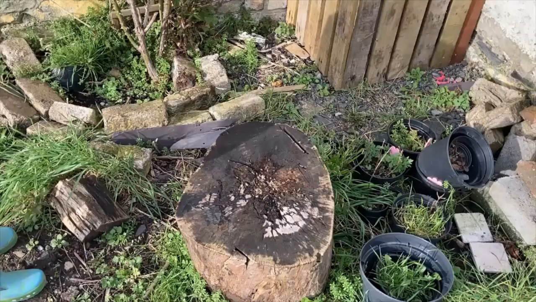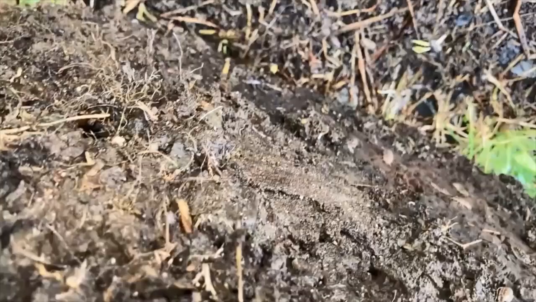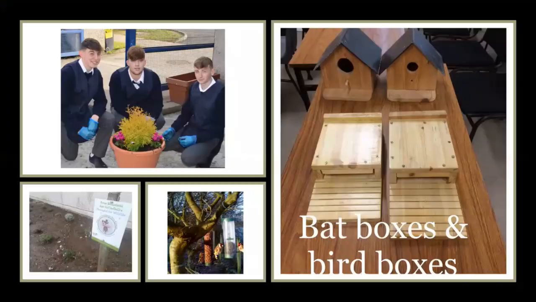For example, you can create wood piles, bug hotels, and other wooden structures to provide shelter and protection for small creatures, such as the wood lice, worms, and millipedes that you see here. You could provide nest, roost, or hibernation sites for wildlife and provide food through artificial feeders and planting schemes.